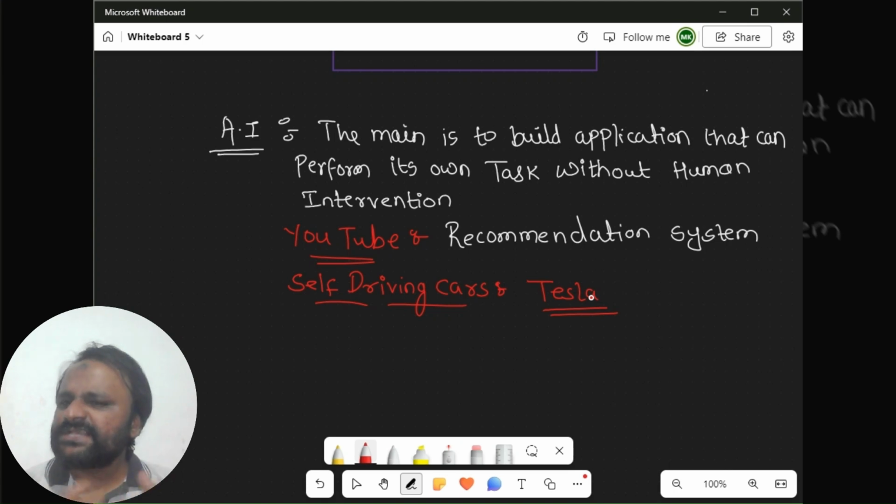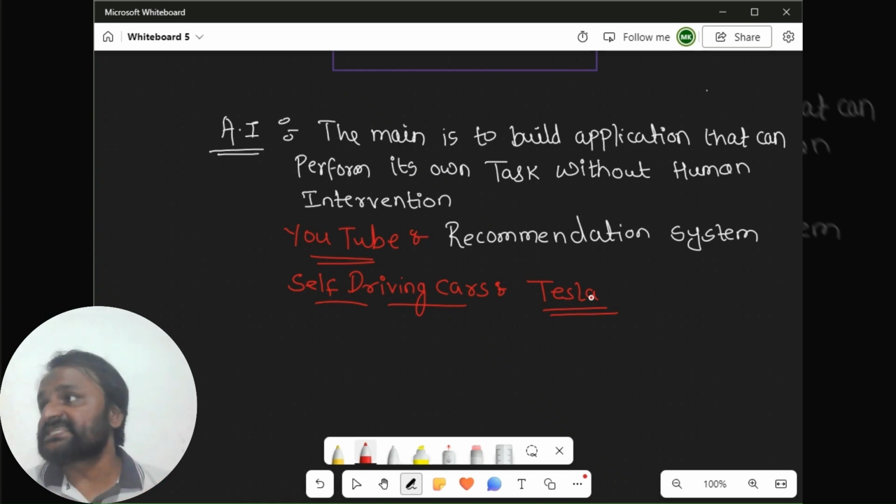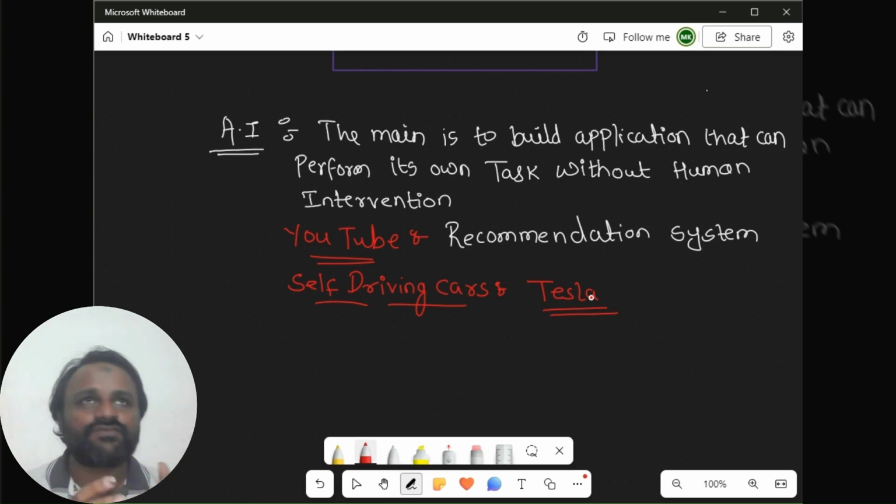The main aim is to build an application that can perform its own task without human intervention, or without human disturbance, or without human interaction. I can say that you just have to enter once, and from the second time onwards it will automatically read your previous data, or the past data, and from that past data you will get the recommendations or suggestions. So I hope everyone understands about AI.